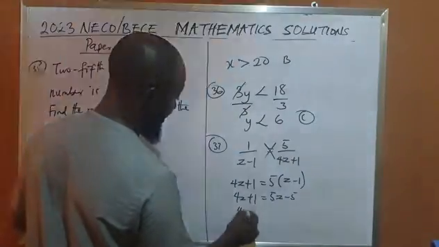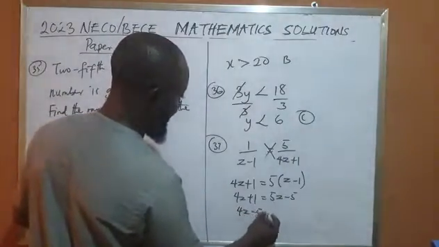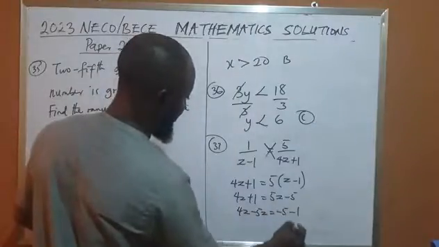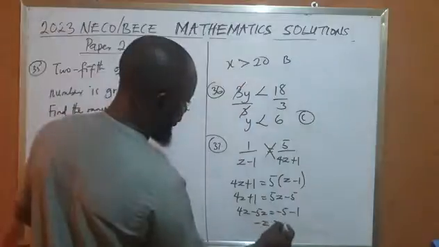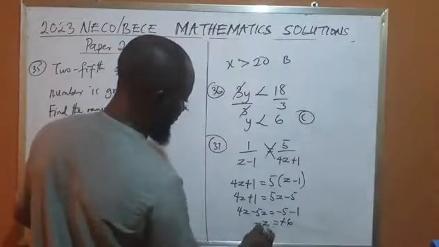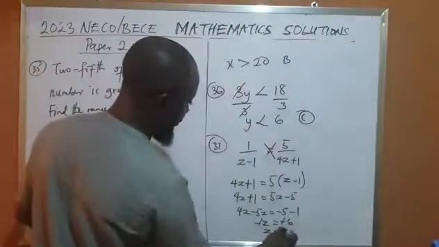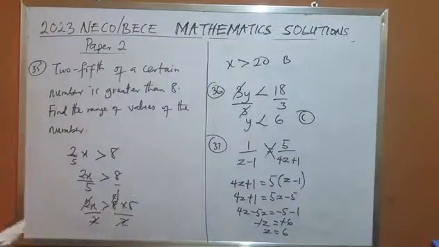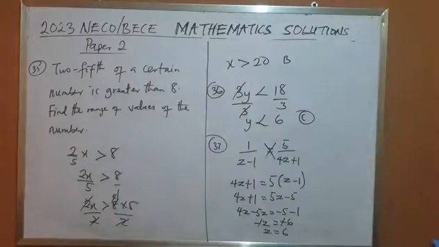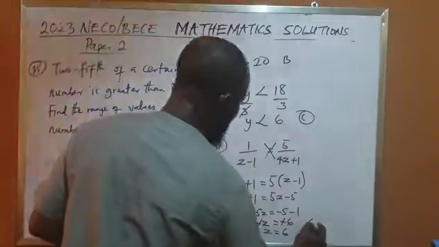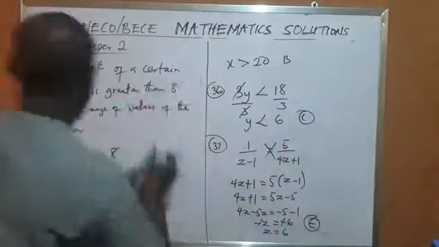We can collect like terms. That will be 4z minus 5z equals minus 5 minus 1. So this will give us minus z equals minus 6. So cancel, cancel. So z equals 6. Exactly. So that is option E. So we move to question 38 now.